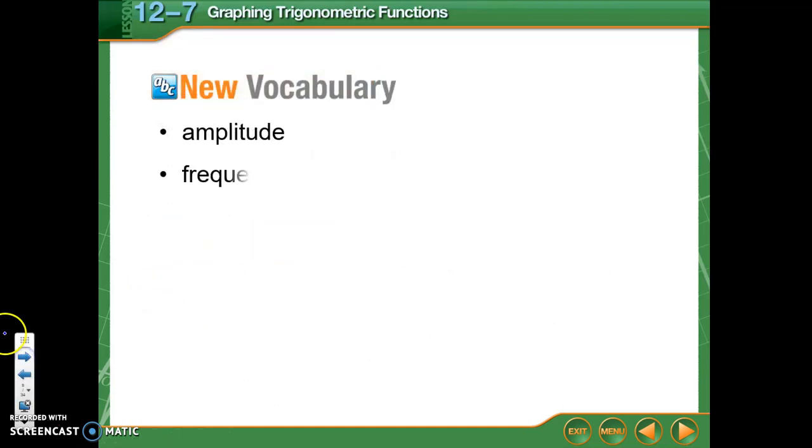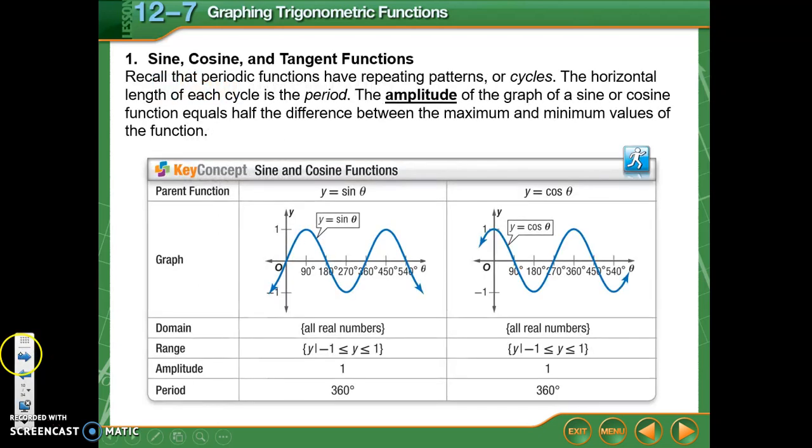So the new vocabulary you need to be on the lookout for is amplitude and frequency. We'll see if we get to the frequency part in the video or not. We're going to start with sine, cosine, and tangent functions. This is the main focus. Remember that periodic functions have repeating patterns, or sometimes they're called cycles, and the horizontal length of that cycle is called the period of the function. The amplitude, this is one of your new words, of the graph of sine or cosine is half the difference between the maximum and minimum values.